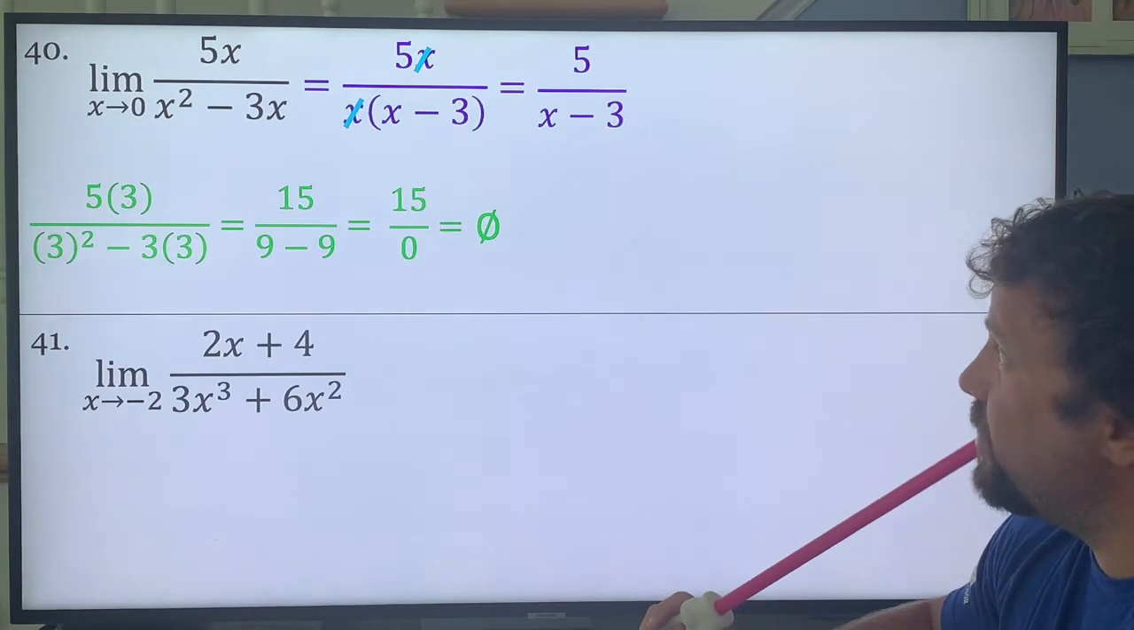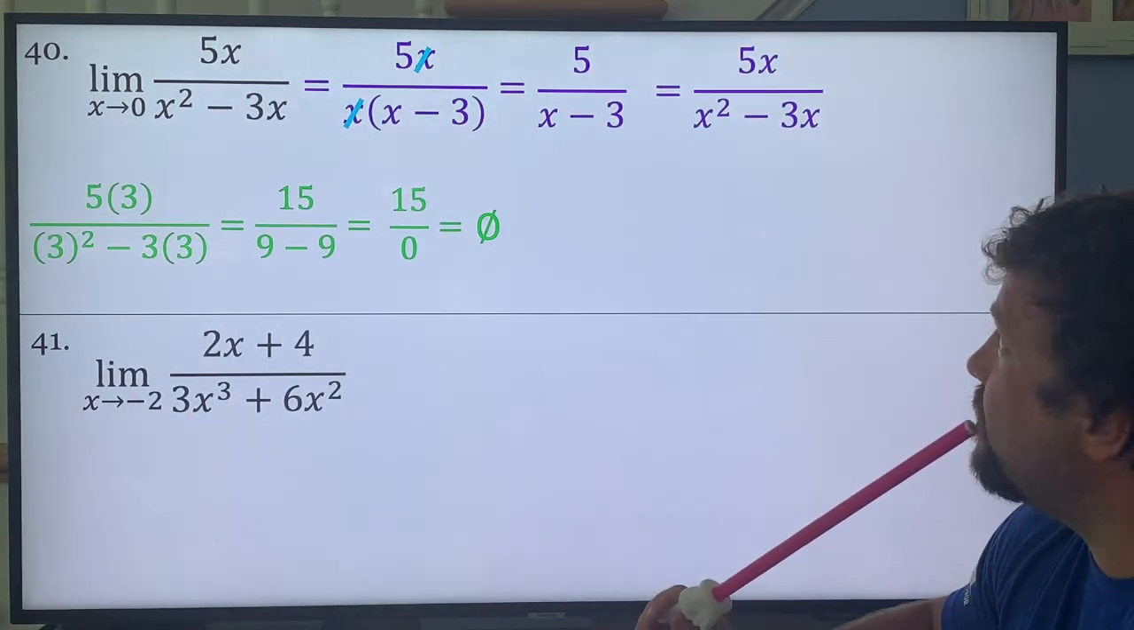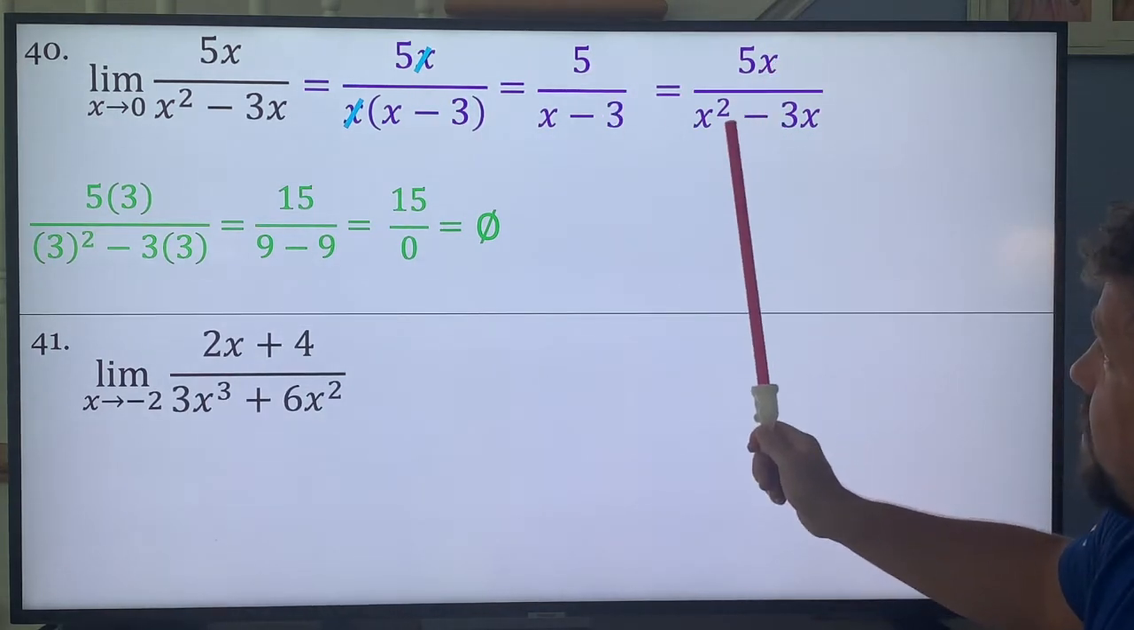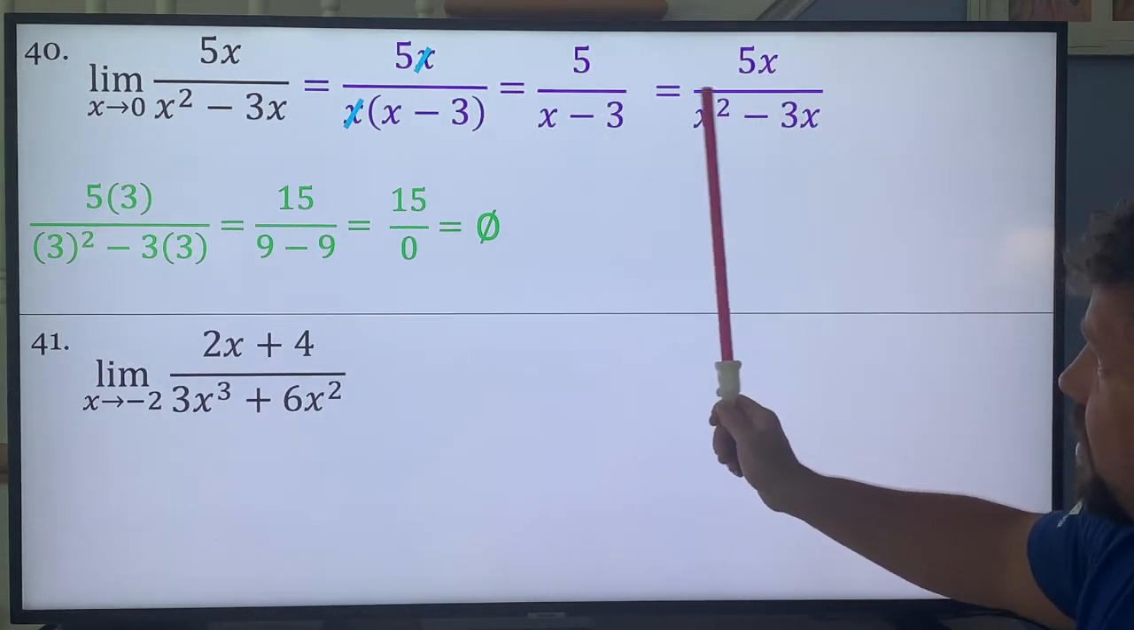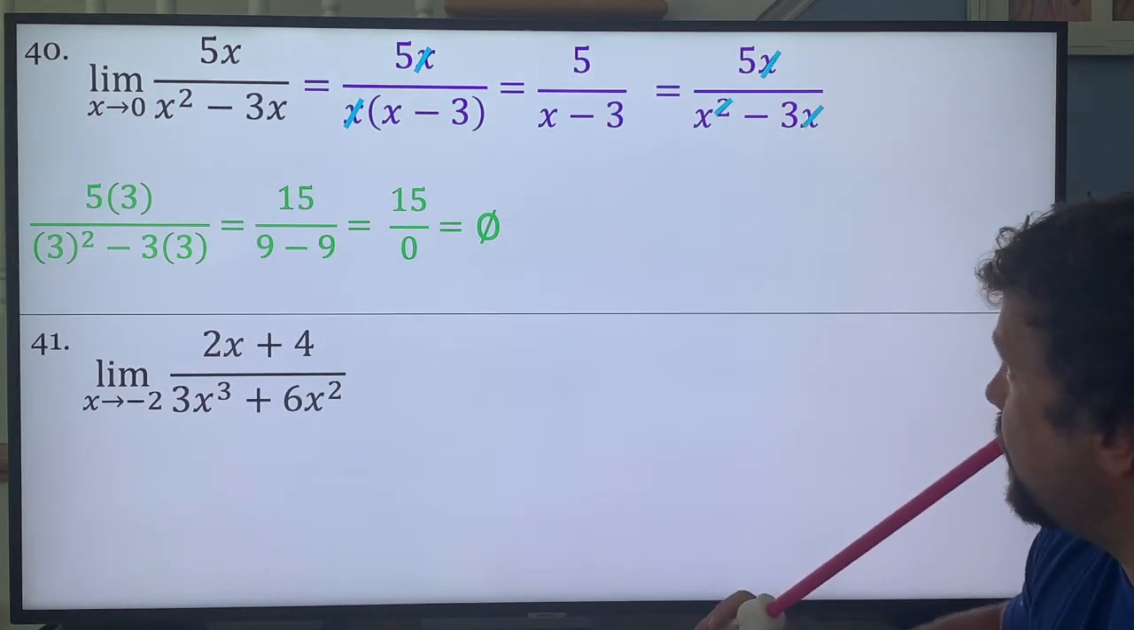You'll have a 5 over x minus 3. Got it? Now, that is the same as 5x over x squared minus 3. These are the same, right? But we're going to use this one. Why? Because it won't give us an undefined answer.